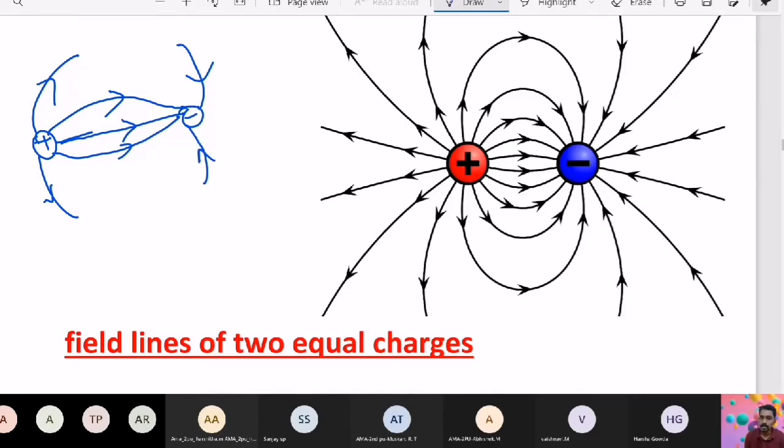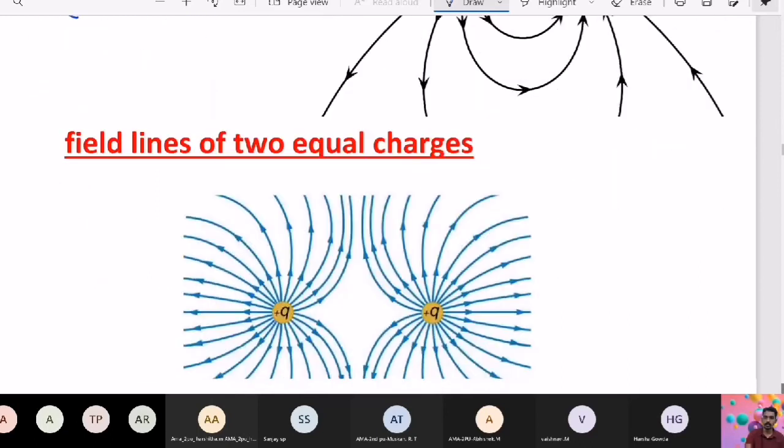What kind of field lines look like for a combination of two positive charges, or two negative charges, or one positive charge and one negative charge, or one positive charge alone, or one negative charge alone, like that. So all the combinations I will show here.